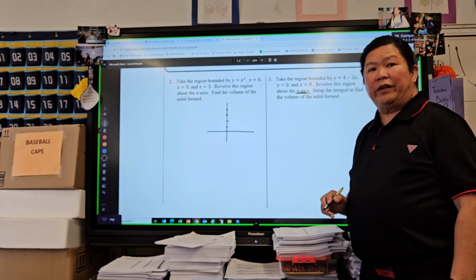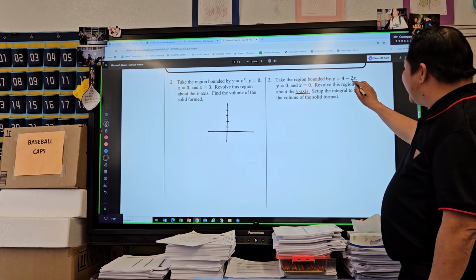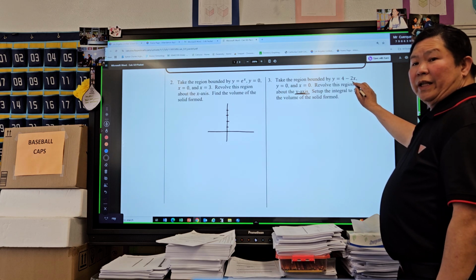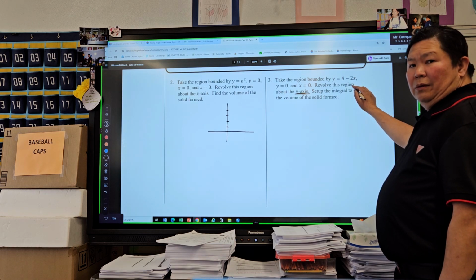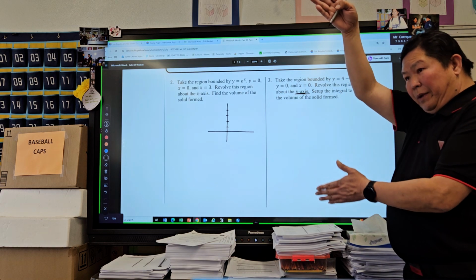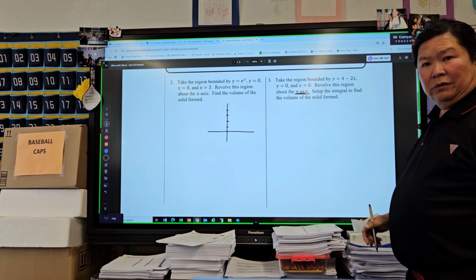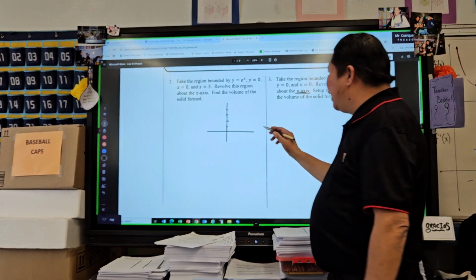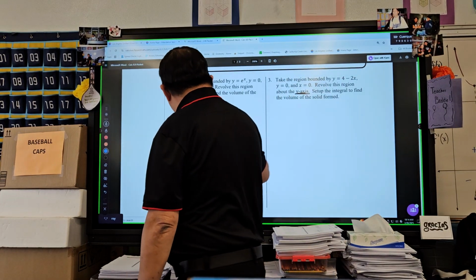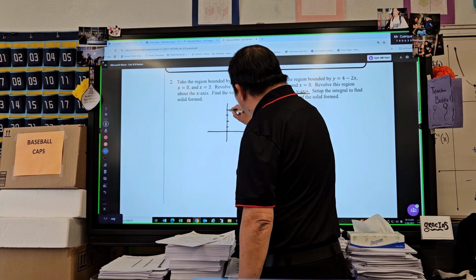So it starts right there at 4. But what is the slope? -2. That means go down. Do you get me? Okay. y equals mx plus b, so the graph looks this way.